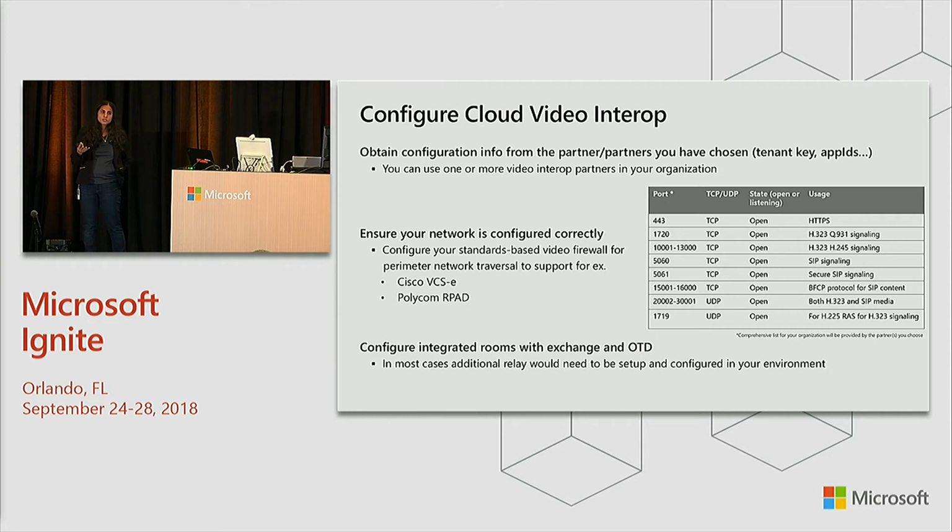So once you decide on the partner, your partner will provide you with the tenant key. They'll also provide you the app ID for certain scenarios, like if you want your VTC to bypass the lobby or follow the meeting policies that are set up in your environment. There are a few more configuration steps over there.